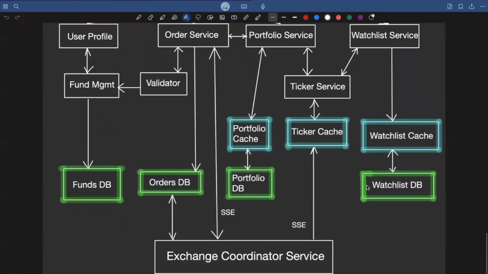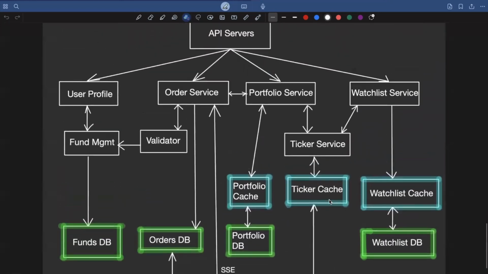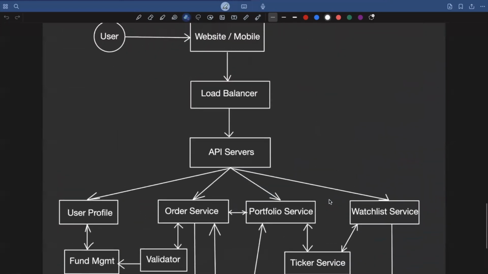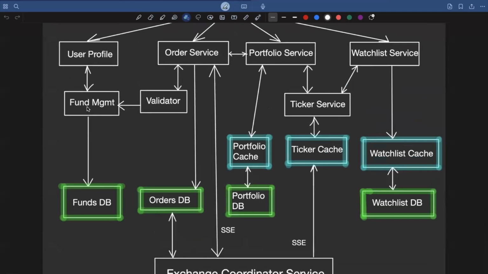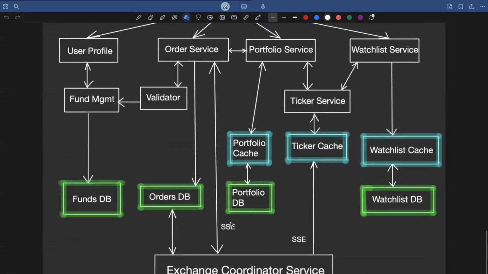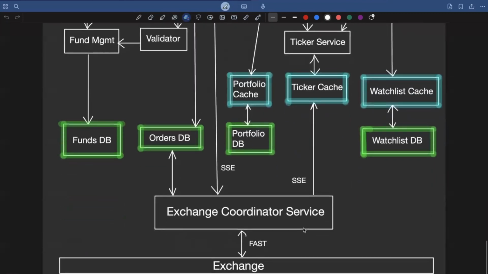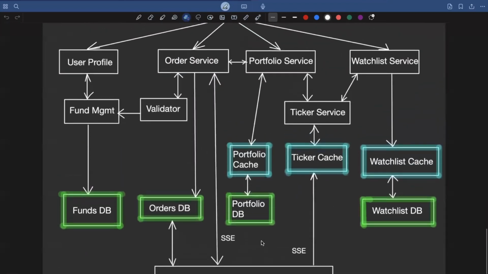I think I've covered most of the points. If there is anything else, please do let me know. Okay, and all the other connections will be WebSocket connections, just an FYI. Only these two will be server sent events, and this one will be a fast protocol. I think that is good enough. Okay, thank you everyone. Thanks for your time.